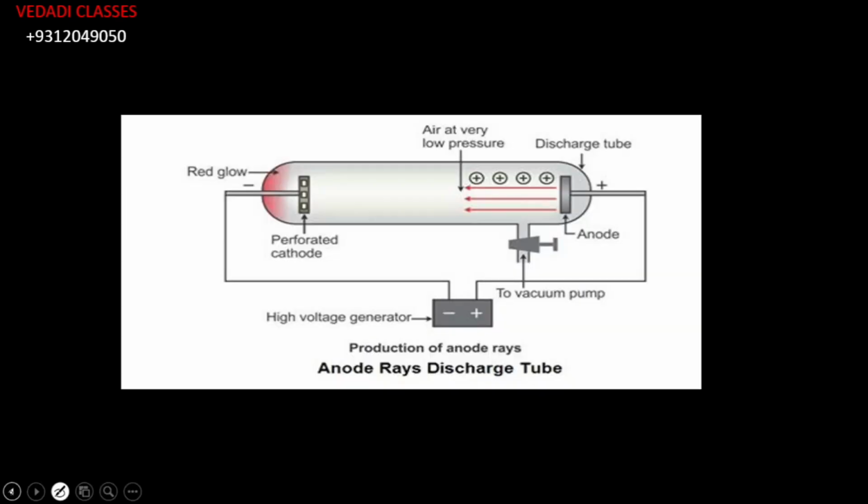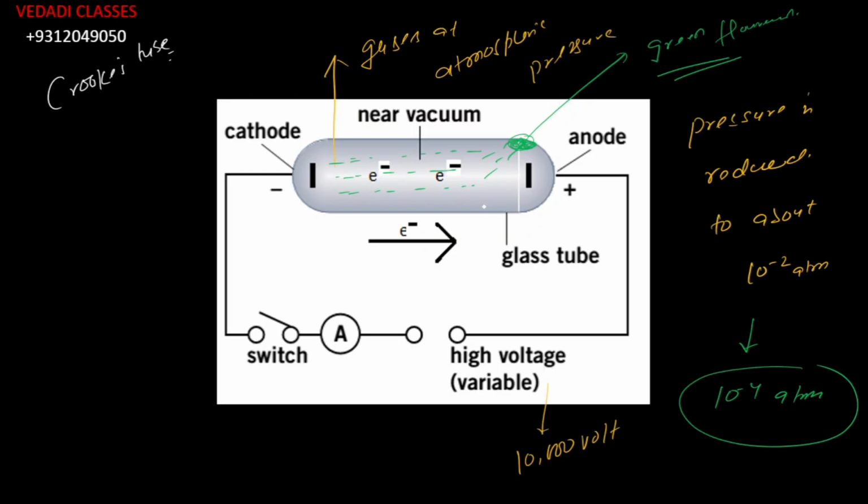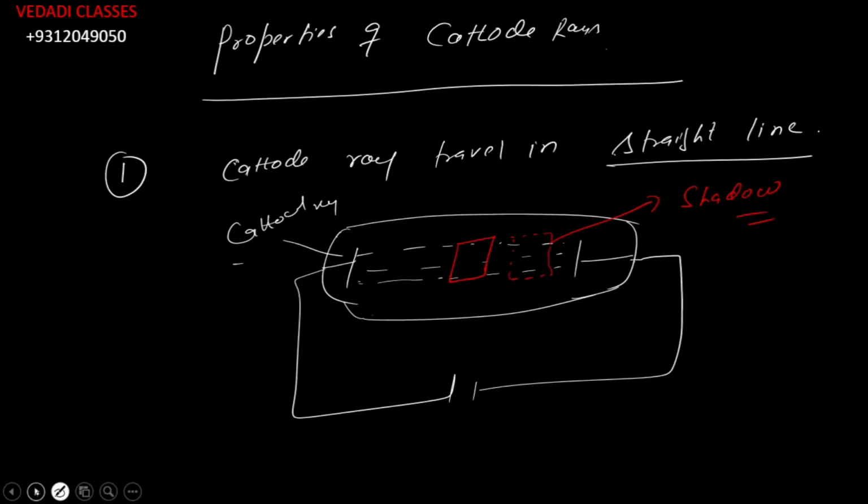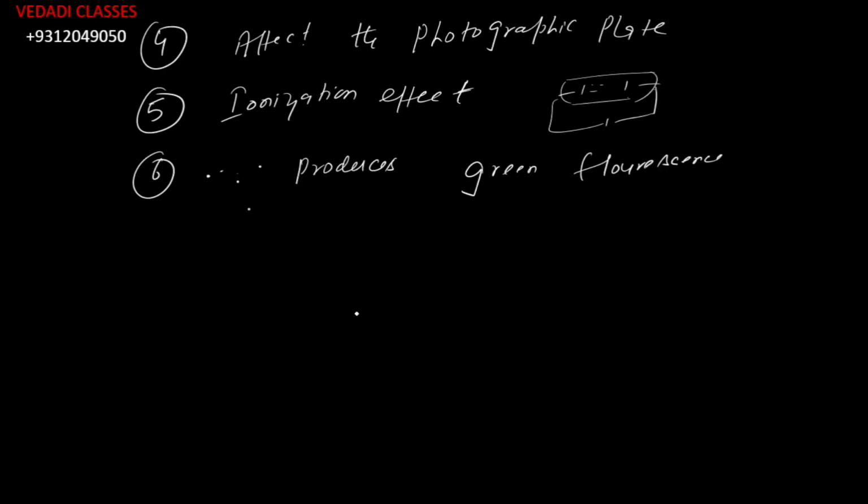As I told you earlier, as the cathode ray moves, it strikes the wall of the discharge tube. When the pressure is reduced to 10⁻², it shows green fluorescence. So this is about the green fluorescence. Now, ionization effect, heating effect, and it also damages the photographic plate.